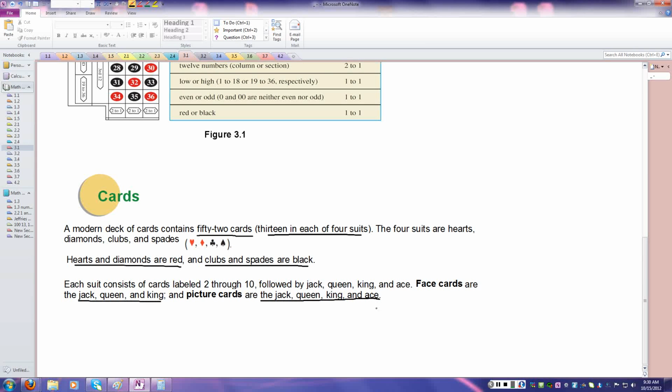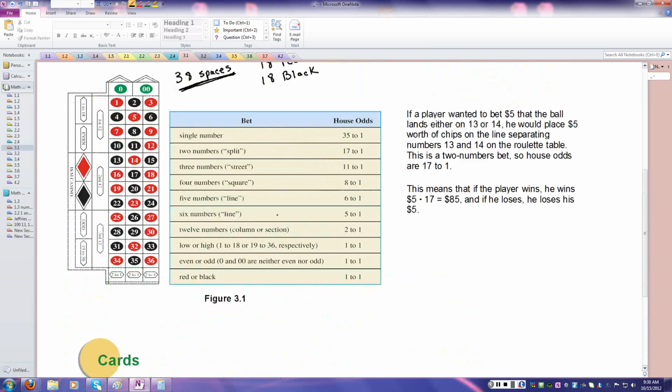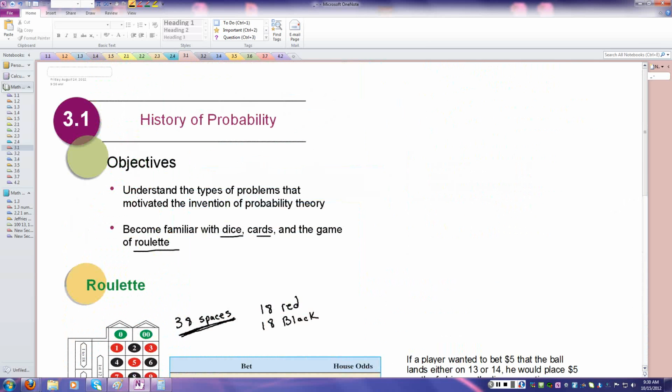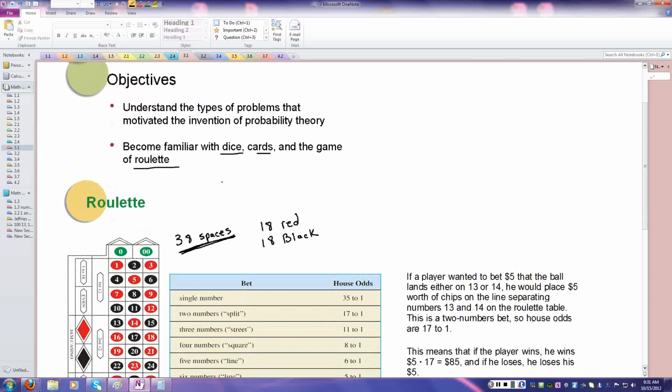So again, if you need to refer back to this or write this down, we'll talk about what percentage of the deck are picture cards, or what percentage of the deck are hearts and stuff like that. So that's pretty much 3.1. If you read in the first objective, understanding the types of problems that motivated the invention of probability, if you spend some time on the PowerPoint, it goes a lot on the history of who invented this in the 1700s, 1800s, and a little bit about that. So I'm not going to test you on that, so if you don't waste your time doing that, that's fine.